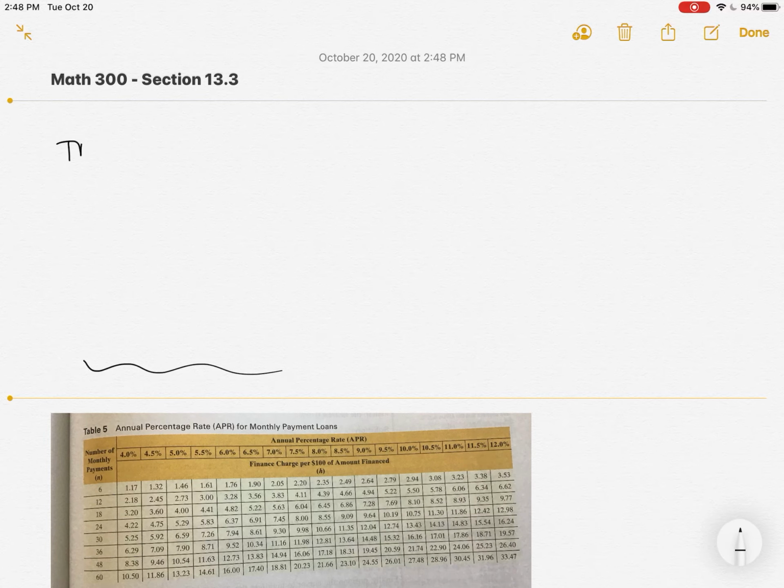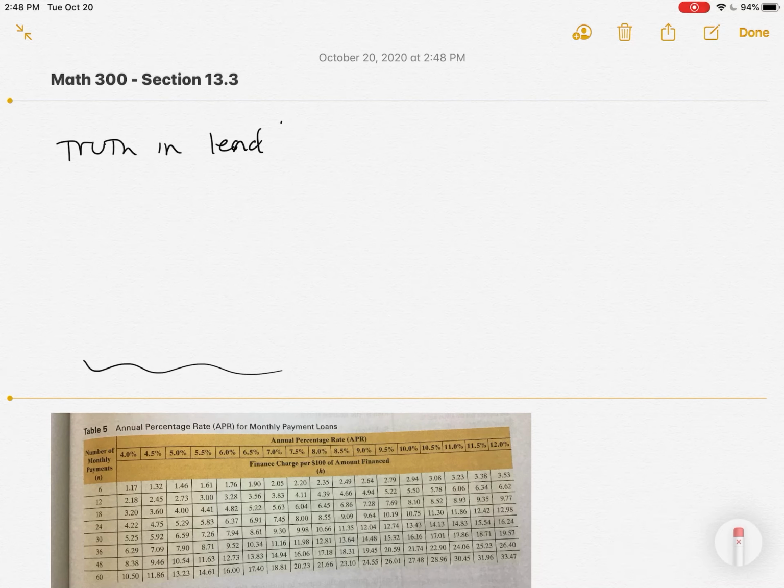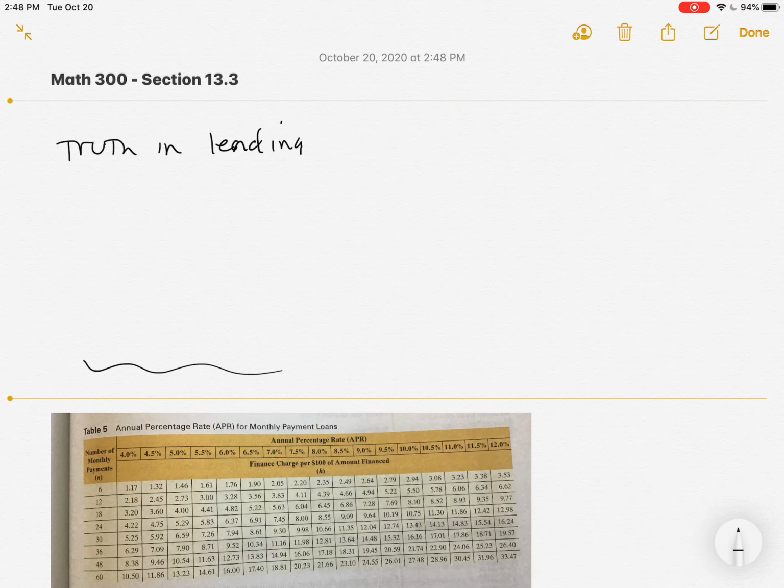So truth in lending, as they lend you money, they have to provide you a truth in lending statement. Let me make that lending look a little bit better. Sorry about that. So truth in lending really requires the lender to give you all the specifics of your loan, what the true APR is.